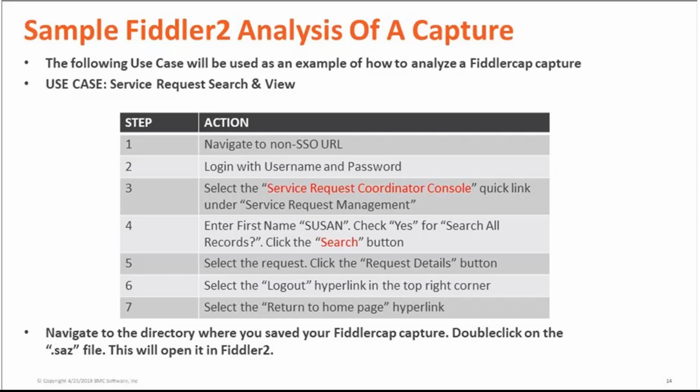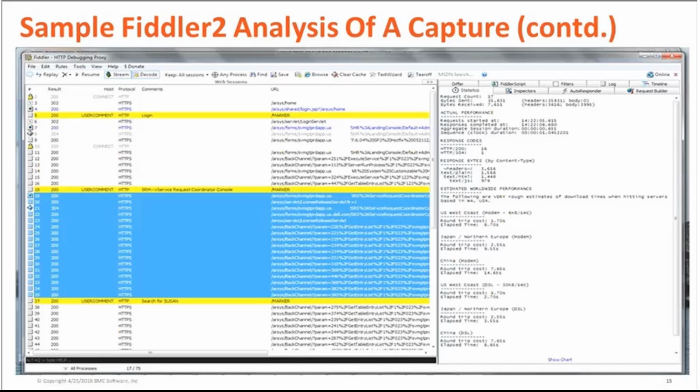And so basically, when you launch Fiddler Cap, it opens up a browser window because it has, so to speak, its hooks into that browser window, and that is where you would perform your use case. So typing in your URL, going there, logging in, and going through this use case. Basically, this is what that screen capture looked like.